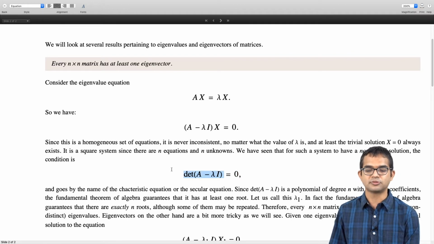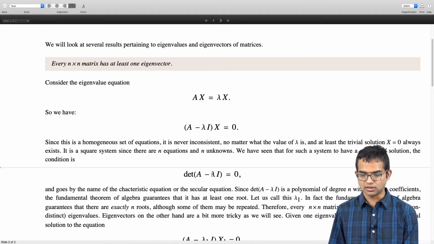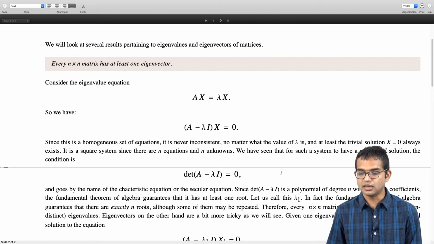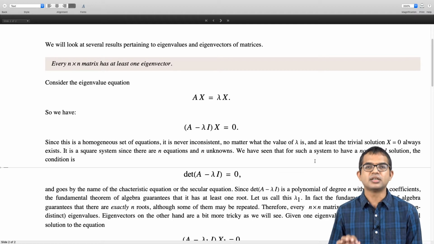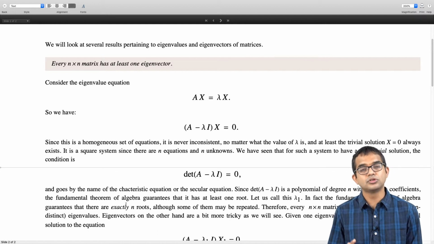You can try to expand the determinant of an n by n matrix, and then you will see that for sure it's going to be a polynomial of degree n with complex coefficients in general. And so there is this fundamental theorem of algebra which guarantees that a polynomial of degree n with complex coefficients has at least one root, and let's call this lambda 1. In fact, the fundamental theorem of algebra implies that there are going to be exactly n roots for an nth degree polynomial, although some of these roots may be repeated.